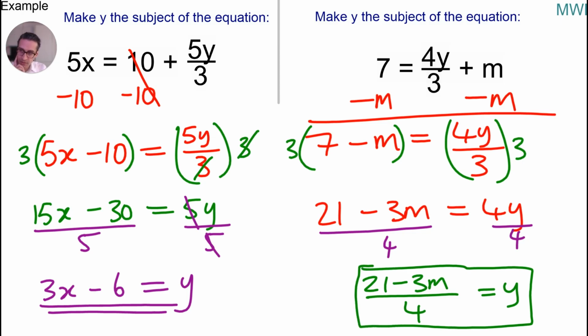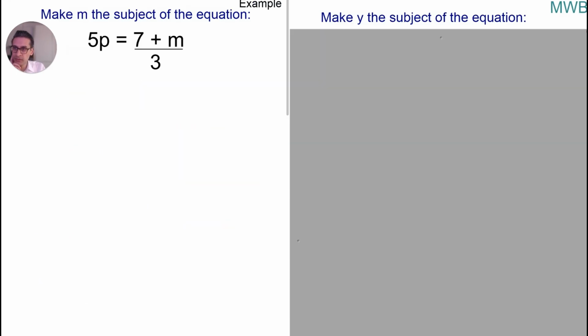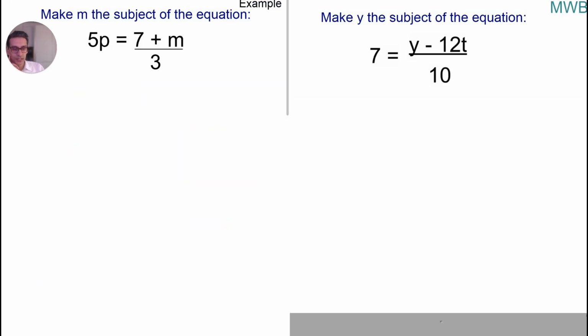Okay, some more examples. Have a go with both of these if you can. Pause the video.